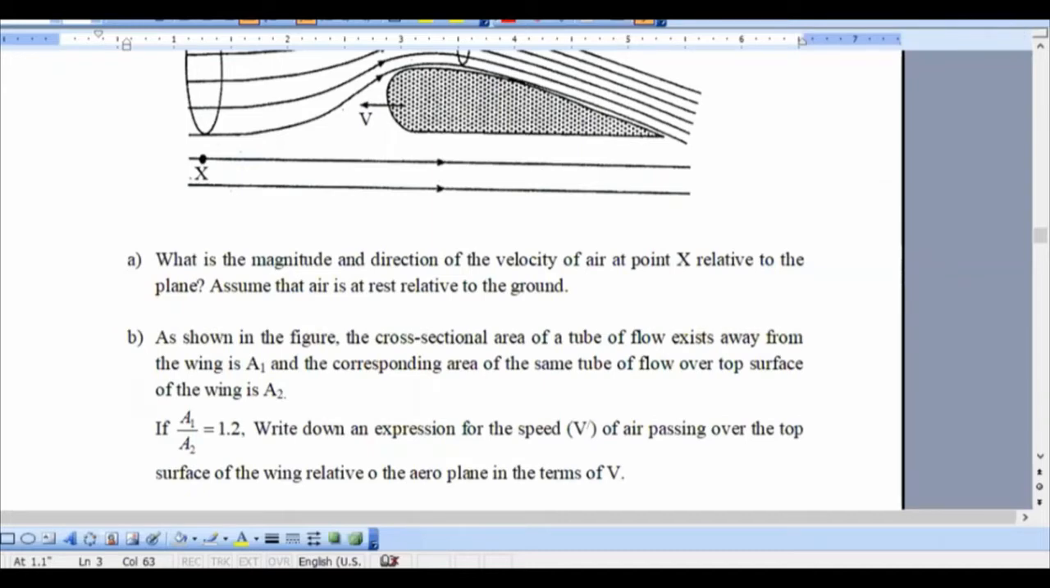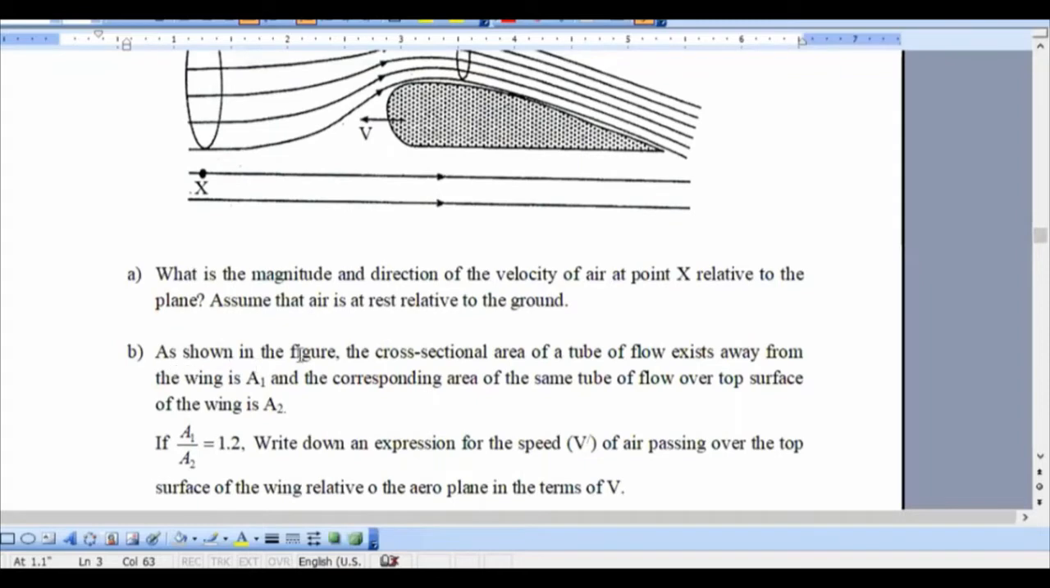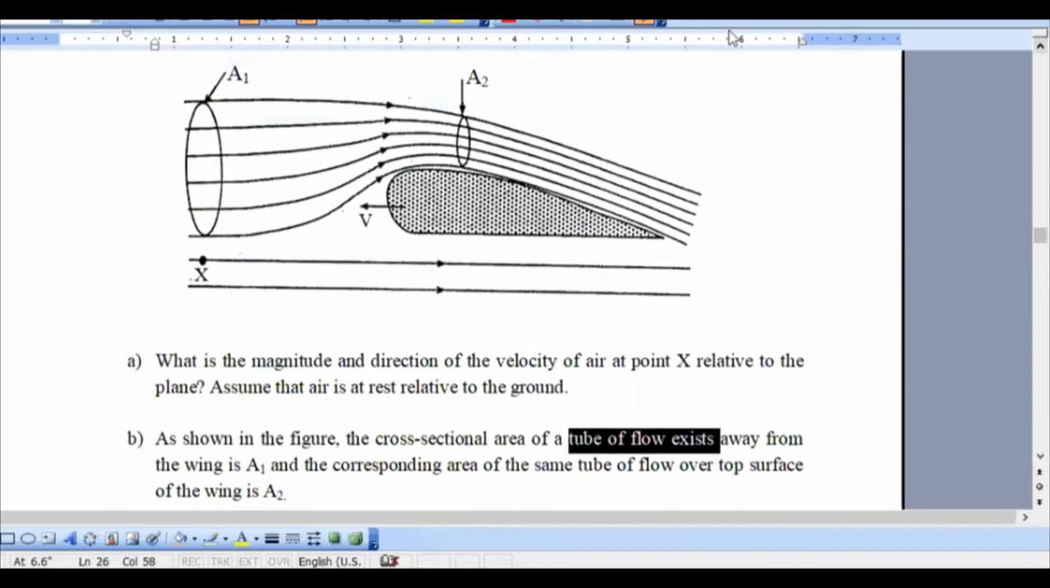Thank you, dear. So it says, as shown in the figure, the cross-section area of the tube of flow. Tube of flow means you can imagine that the aeroplane is moving through an imaginary air tube while flowing. Here the cross-section area from the wing is A1, and here the cross-section area of the imaginary air tube is A2. So all these lines A1, A2 represent an imaginary air tube.